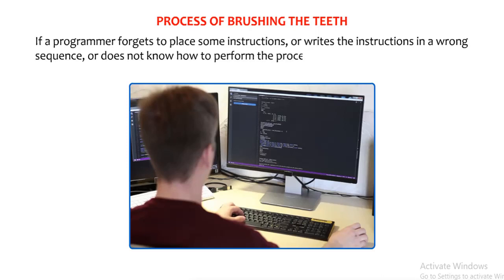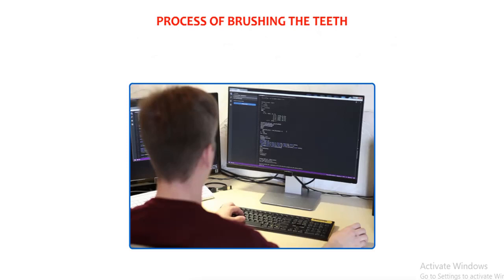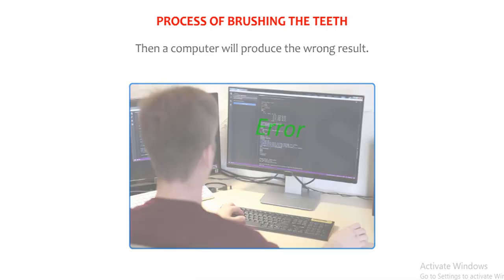We'll continue. If a programmer forgets to place some instruction, or writes the instructions in a wrong sequence, or does not know how to perform the process manually, then what will happen? The computer will produce a wrong result. Error. You see here, error.